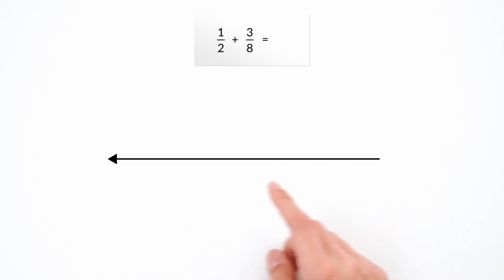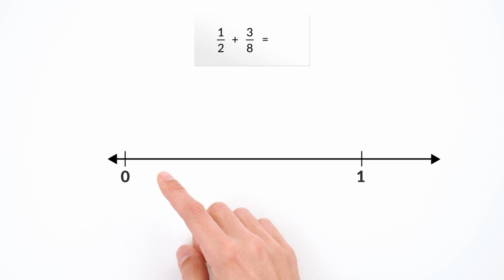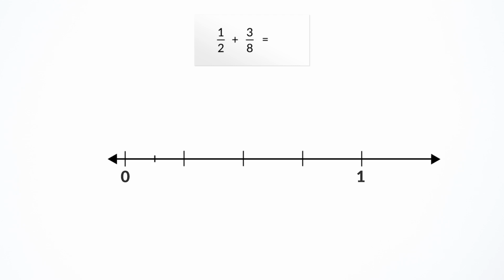First, I'll need to partition the number line into eighths, because eighths is a common denominator for halves and eighths. To get 8 equal parts, it's difficult to just start at 0 and draw tick marks that are equally spaced. So instead, I'll systematically partition the number line, first into halves, then fourths, then eighths. And I'll label my 8 equal parts as eighths.